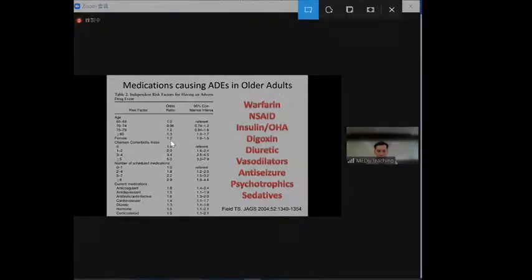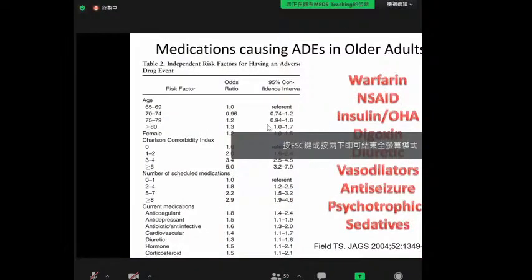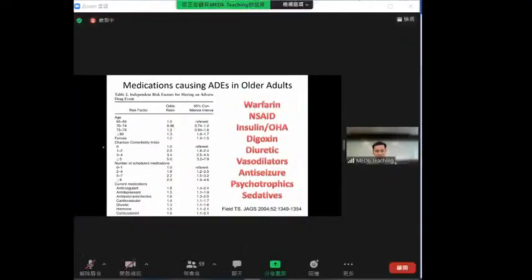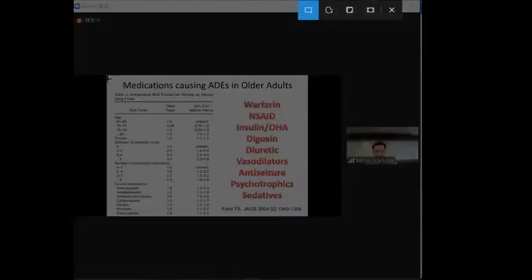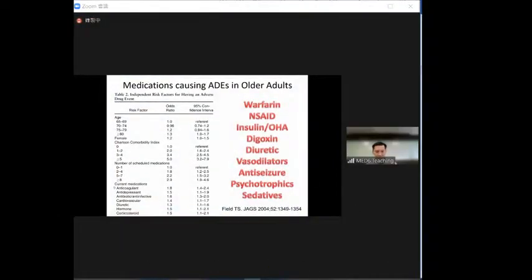So lastly, we would want to go through some list of medications, the so-called high-risk medications. As you can see here, the risk of developing adverse drug events in older adults is cumulative. With increasing age, we have increasing odds ratio. With increasing comorbidities, we have increasing odds ratio. With increasing number of drugs prescribed, we can also have increasing odds ratio to develop ADR. And some certain drugs also have higher risk to develop adverse drug reactions.